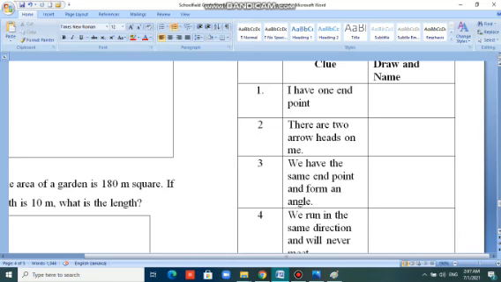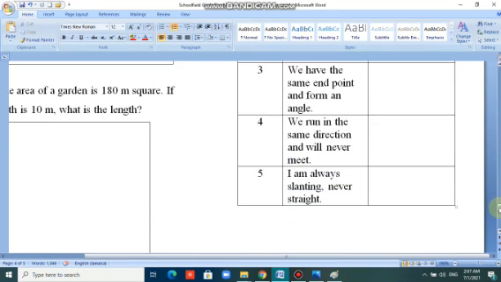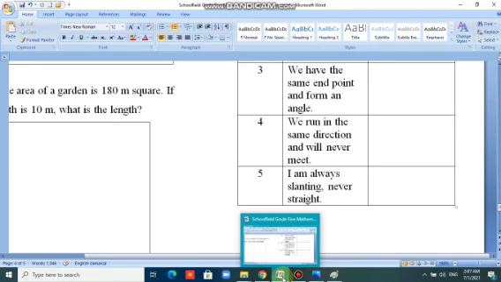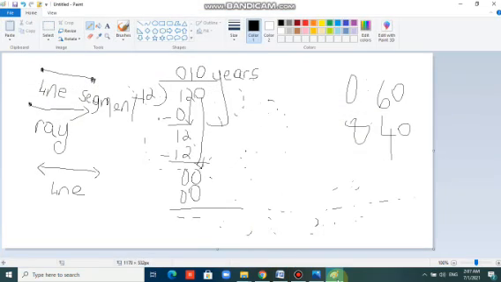Beautiful. So, guess what? This is the second to last one. We run in the same direction and will never meet. Same direction, we will never meet. This is a, let me draw it over here. In the same direction, never meet.